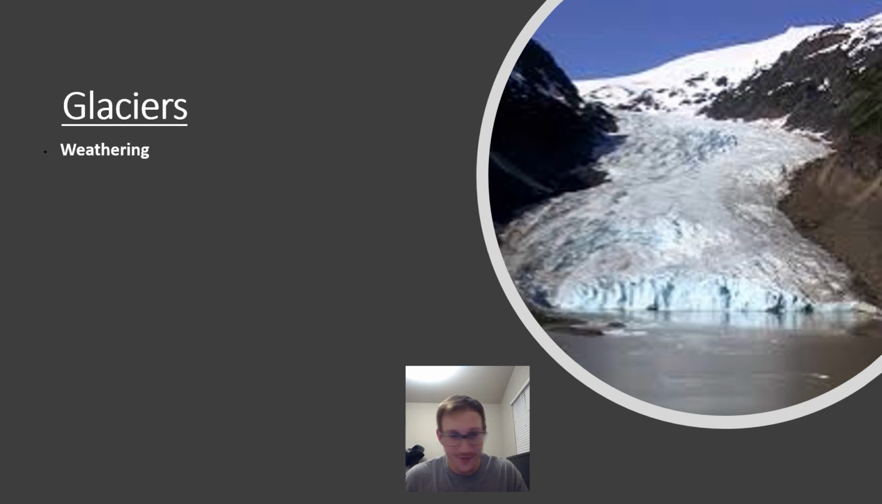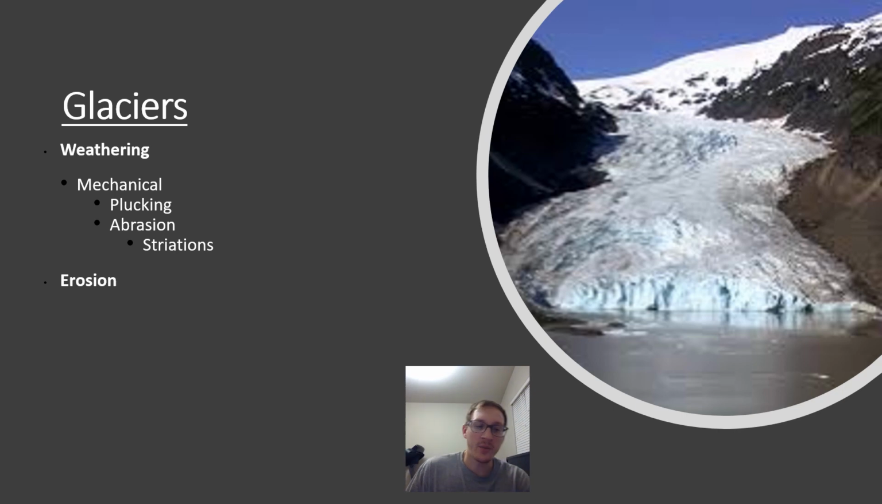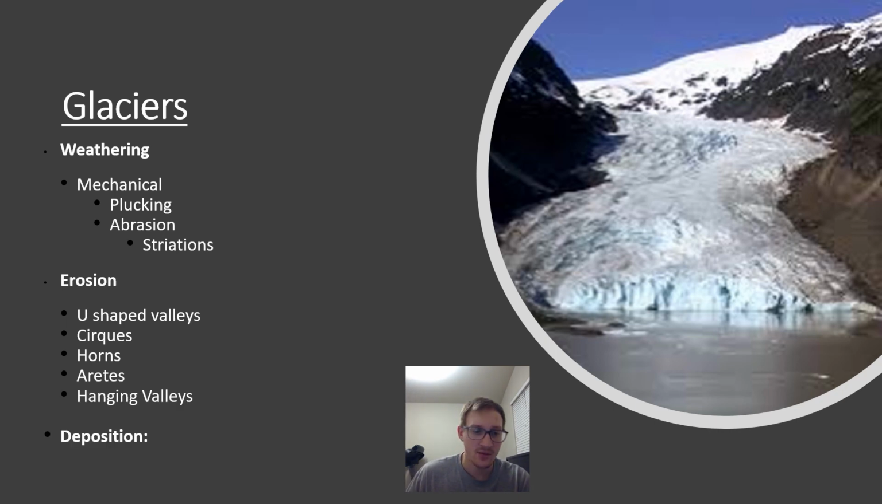All right, so let's start with glaciers. Okay, so first of all, we need to describe the weathering, the erosion, and the deposition, just like we've been talking about. Okay, so it has mechanical weathering called plucking, which we'll talk about, and abrasion. Okay, and abrasion leaves striations. Then we have erosion: U-shaped valleys, cirques, horns, arêtes, hanging valleys, and then for the deposition, we have moraines. Okay, and then lastly, we have boulder erratics for our depositions.